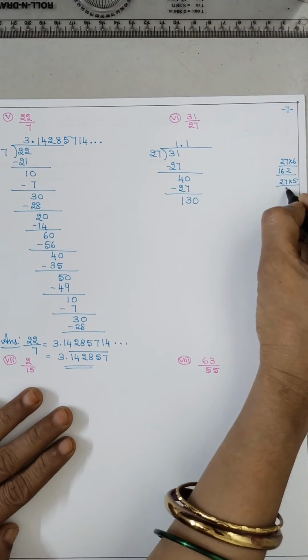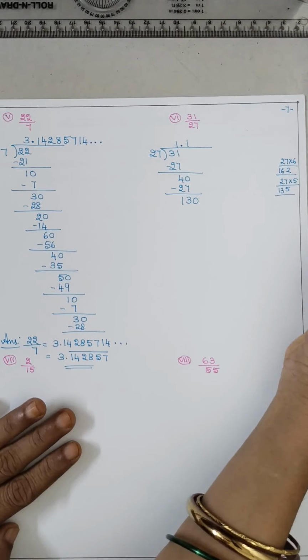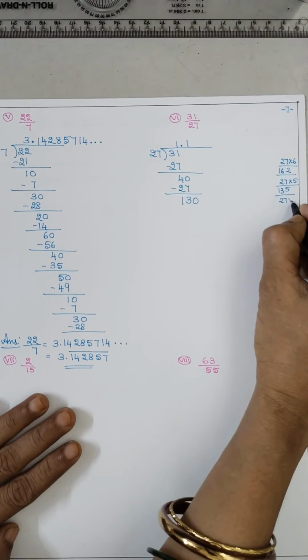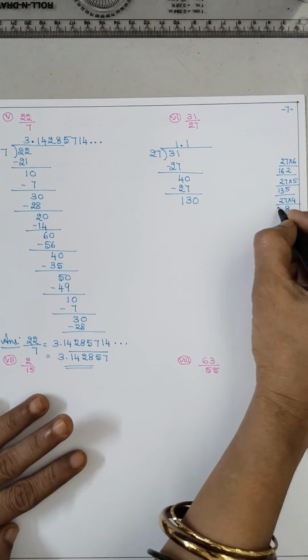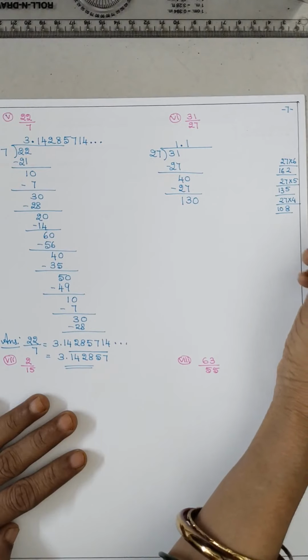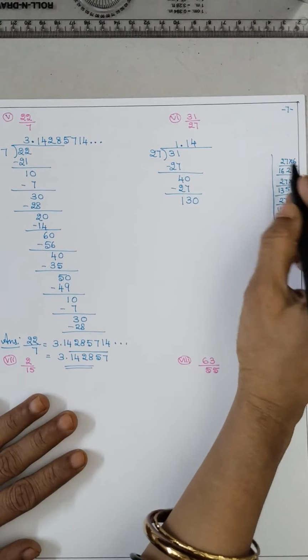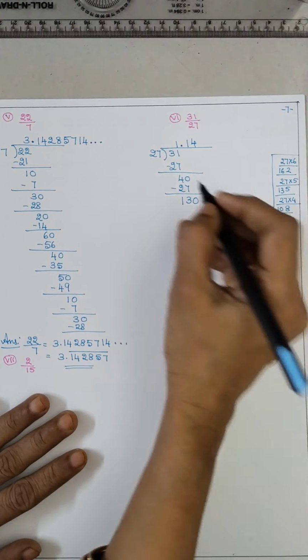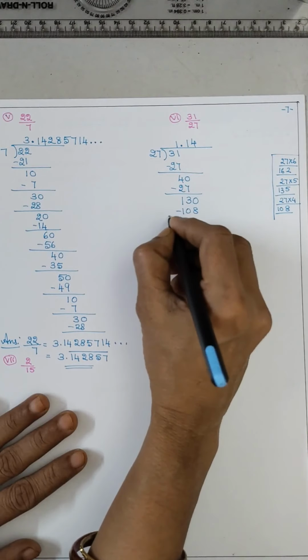Now try with the 5. 5 7s are 35. 5 2s are 10, 13. Again it is big. So try with 4. 4 7s are 28. 4 2s are 8, 9, 10. So this is okay. You can put the digit 4. This is the rough work. So 4 27 4s are 108.